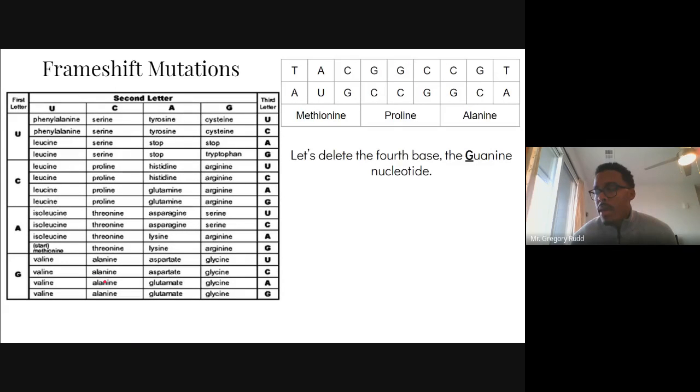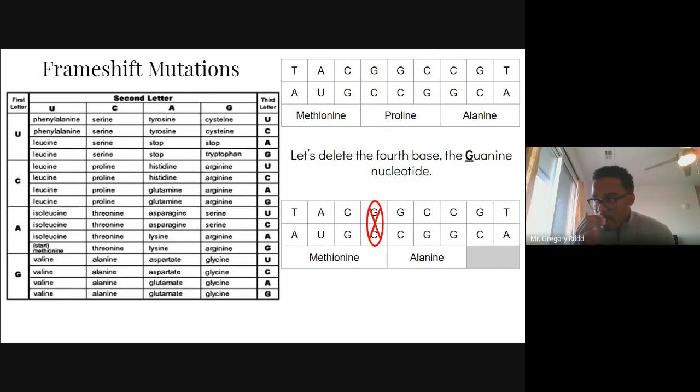All right, now watch what happens. Let's delete the 4th base. So this is what just happened in our previous practice question. We deleted one of the nitrogen bases. Let's say we delete the 4th one, the guanine nucleotide, that first G. I delete it. Now look what happens. My first amino acid is not affected. We still have the same codon for the first amino acid. It's not affected because it took place before the deletion. So I still end up with methionine first.